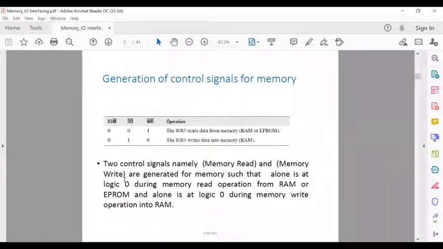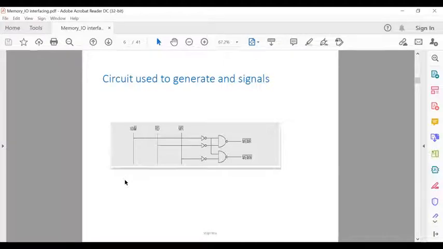Now, using these three signals, IO/M bar, read bar, and write bar, two control signals are generated. And what are these two control signals? Memory read and memory write. It is seen in this picture that using these three signals, two control signals can be generated: one is memory read, another is memory write. Now, how can this memory read signal be generated? The IO/M bar signal is connected to a NAND gate via this inverter, and the read bar signal is also connected to that NAND gate using an inverter circuit.